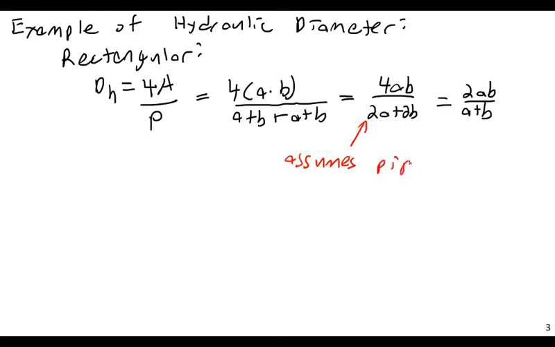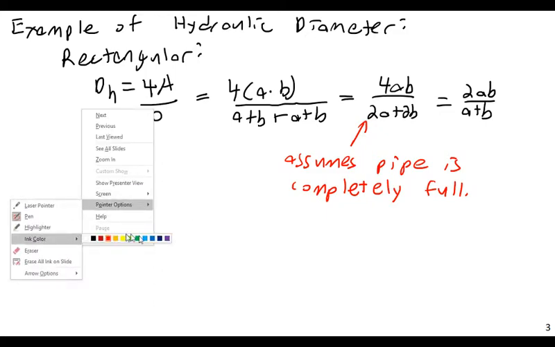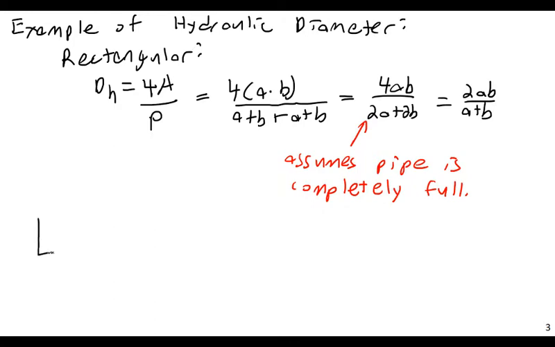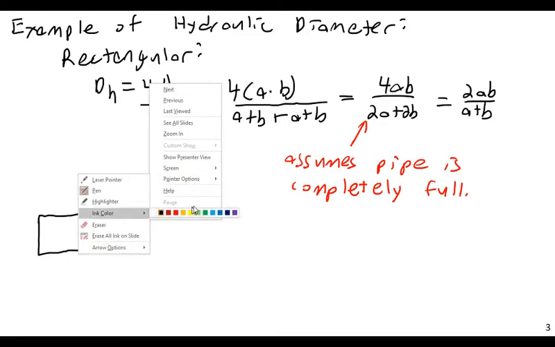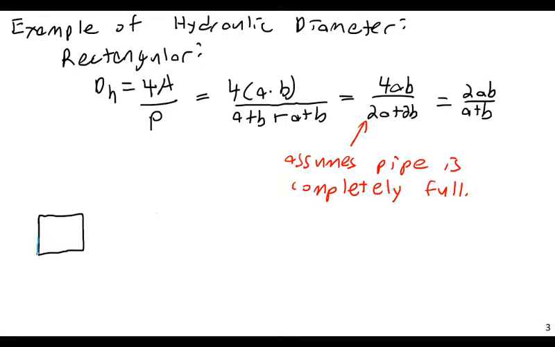This assumes the pipe is completely full. If it wasn't completely full, we would calculate it off of only the wetted perimeter. So for example, if we had a pipe that was only filled halfway, then our wetted perimeter would literally be the length of the channel that is wetted. So it would be this cross-sectional area here and the wetted perimeter here.